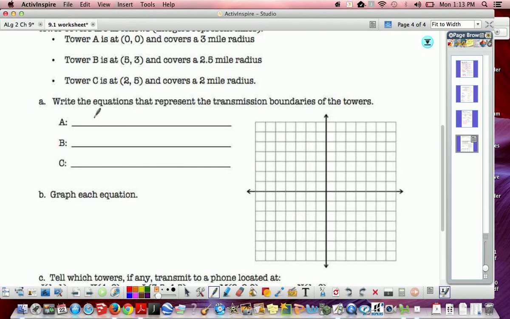So the first one, since there is no change in the center, would be x minus 0 and y minus 0, so it'd just be x squared plus y squared equals 3 squared, which is 9. For the second equation, I'm going to change the color, x minus 5 quantity squared plus y minus 3 quantity squared equals 6.25, 2.5 squared. And we'll do the last one in green, x minus 2 quantity squared plus y minus 5 quantity squared equals 4. So now I need to graph each of these.